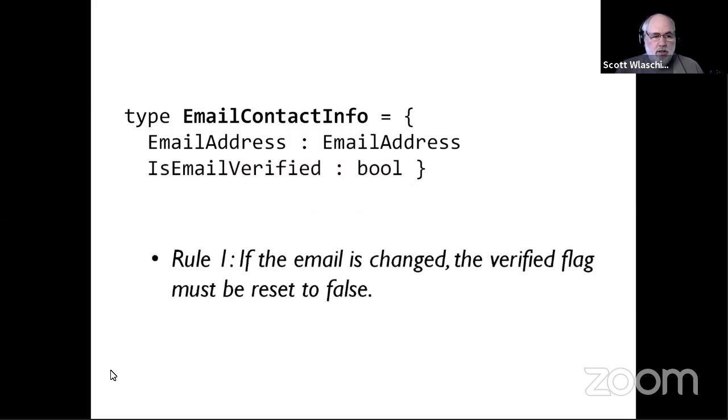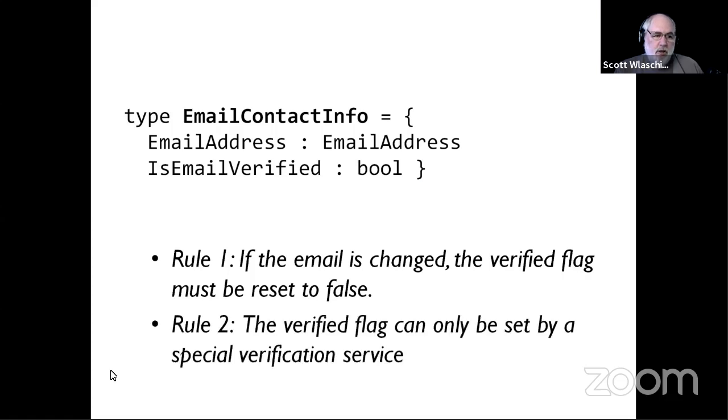So in this case, we would have, let's say, some business rules. If the email has changed, the verify flag has to be set to false because it hasn't been verified yet. And the only way you should set it to be true is if the email address has been checked by a special verification service. So you get a verification email sent to you. You click on the link, and it checks whether the email matches the hash that you were sent and all that stuff. There's a special service that does that, and that really should be the only service that's allowed to set this to be true. And if you try and set it to be true any other way, you shouldn't be allowed to do that. So how can you enforce these business rules in the design?